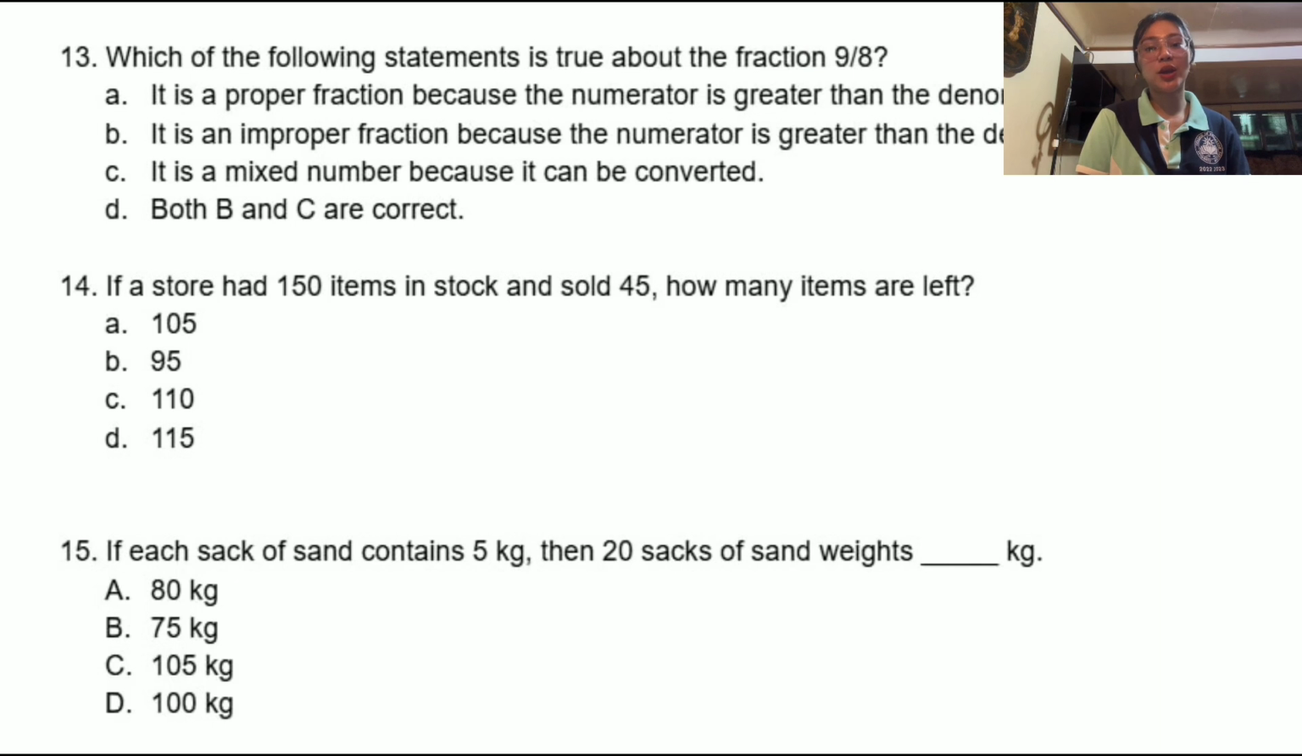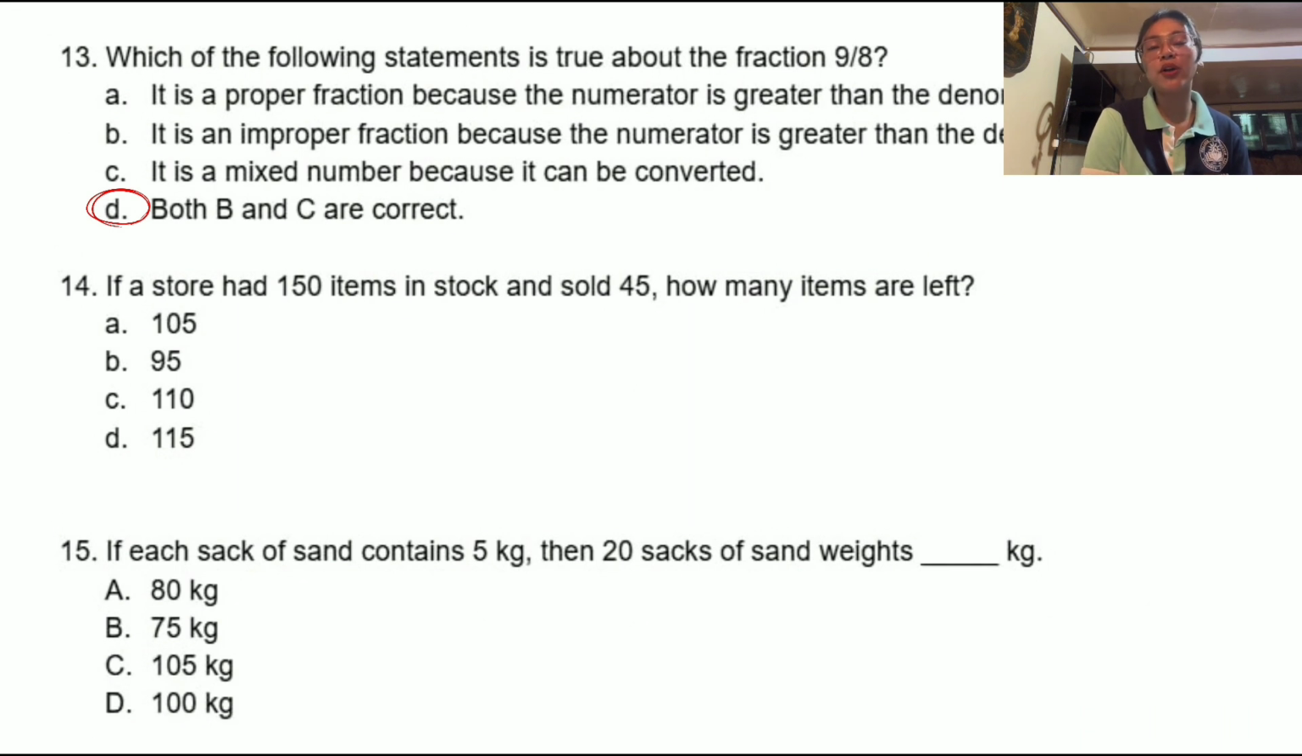Number 13. Which of the following statements is true about the fraction 9 over 8? A, it is a proper fraction because the numerator is greater than the denominator. Letter B, it is an improper fraction because the numerator is greater than the denominator. Or letter C, it is a mixed number because it can be converted. Or letter D, both B and C are correct. So the correct answer for this number would be the letter D. Both B and C are correct.